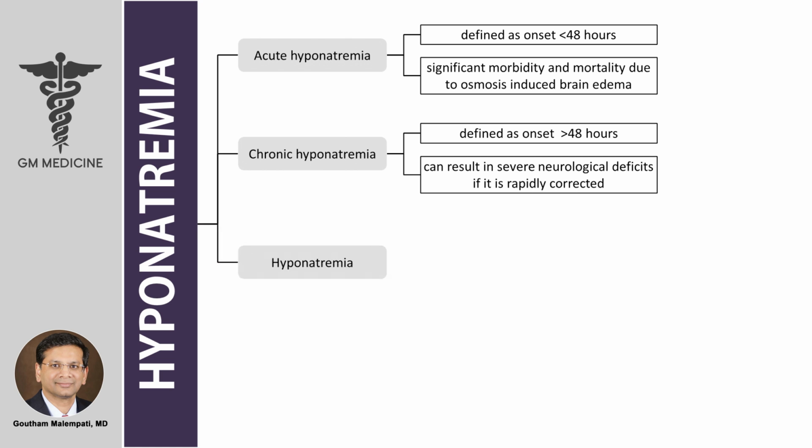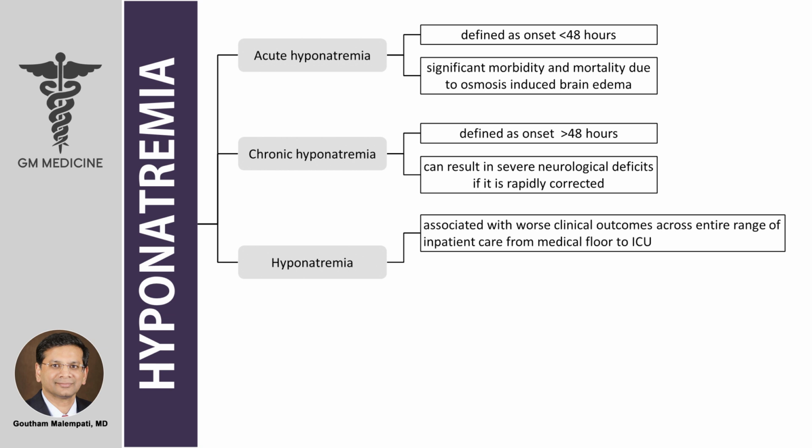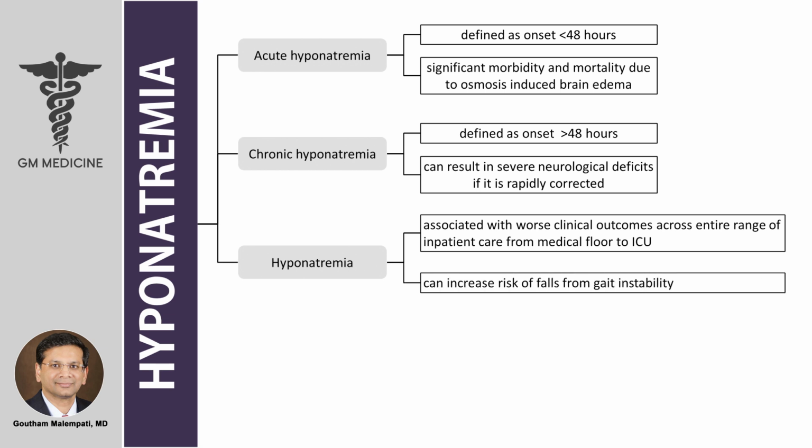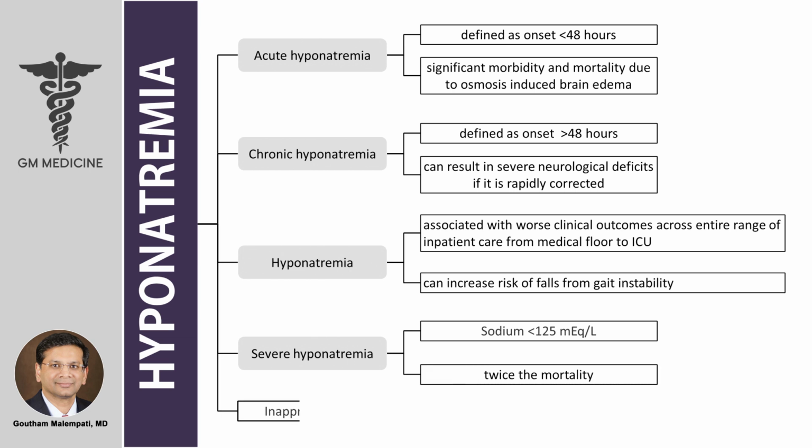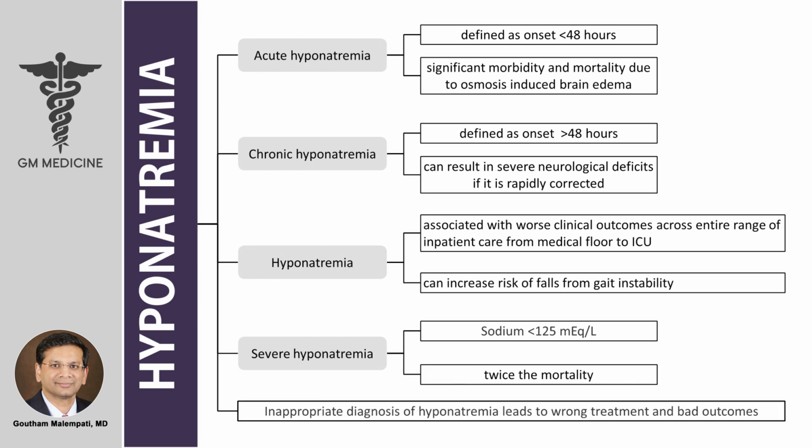Hyponatremia in general is associated with worse clinical outcomes across the entire range of inpatient care, from medical floor to ICU patients. Hyponatremia can increase risk of falls from gait instability. Severe hyponatremia is classified as sodium less than 125 milliequivalents per liter, and it is associated with twice the mortality. Inappropriate diagnosis of hyponatremia leads to wrong treatment and bad outcomes.